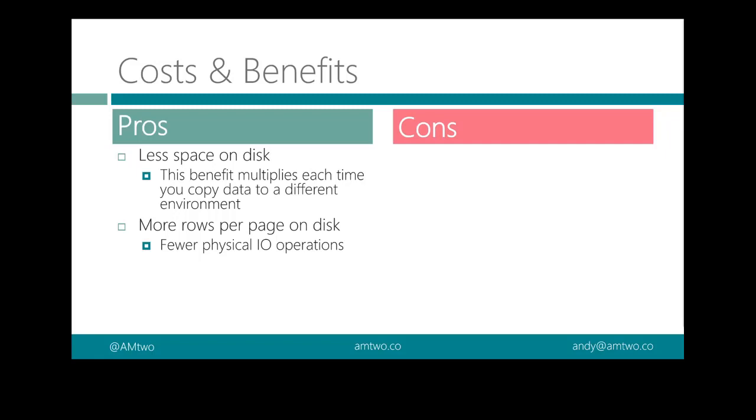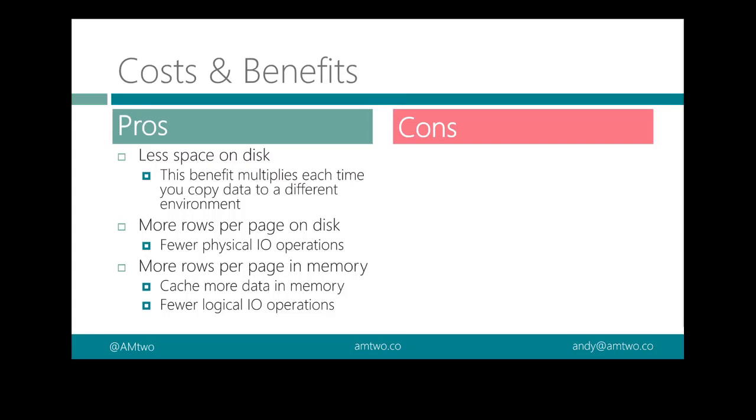More rows per page on disk means fewer physical I/O operations. It seems obvious after you start thinking about it, but it's not obvious to get your brain there all the time. If your rows take up less space on disk, then you go to disk less often. And reading and writing from disk is a lot of times one of the bottlenecks that people run into as slowing down their queries.